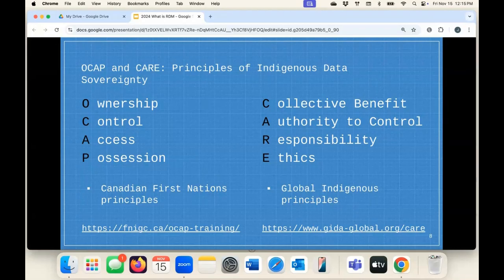So there are other principles that might be relevant. If you are working with an Indigenous community or on Indigenous lands, you may want to not assume that they're going to use OCAP just because they're Canadian. They might have something specific and different, but really try and have this conversation as early as possible and bring them along with you.